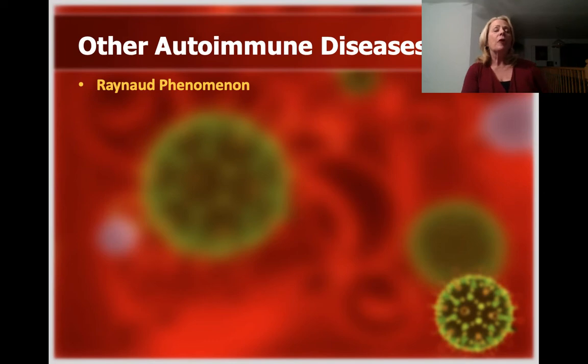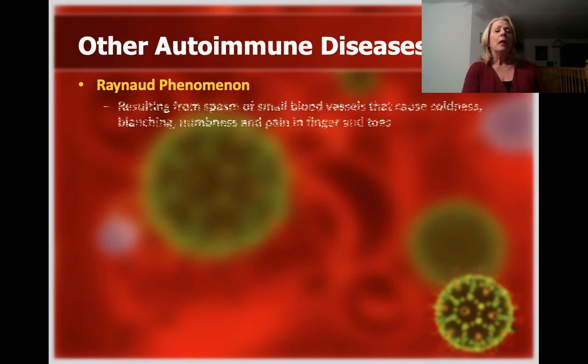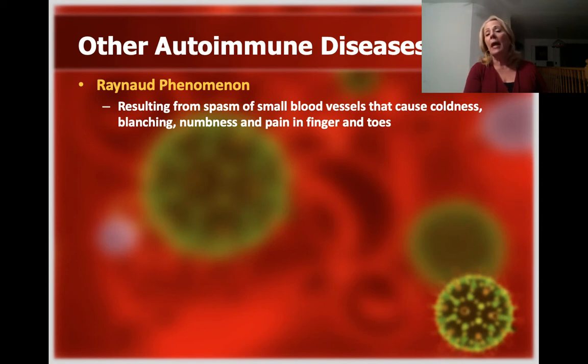Another type of autoimmune disease is Raynaud's, where blood vessels spasm, and those blood vessels can spasm anywhere in the body. Usually what happens is, remember, blood is carrying heat. If those blood vessels spasm, wherever there's a decrease in blood flow, you're going to see that the area is going to be very cold. And so that can lead to pain and numbness.